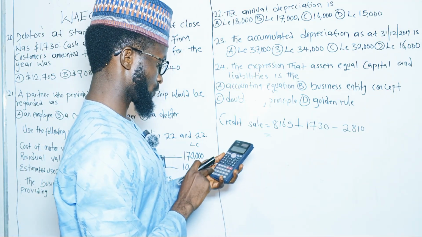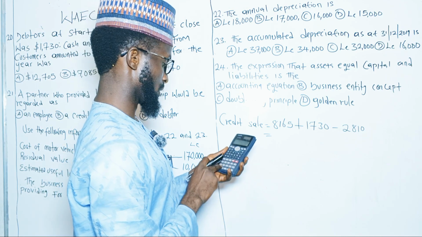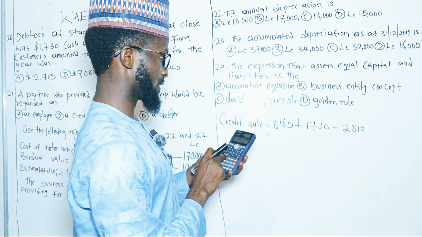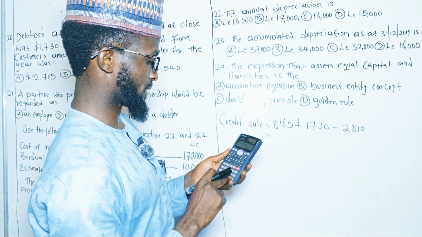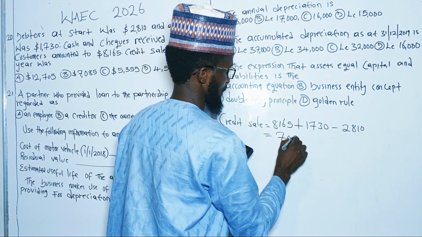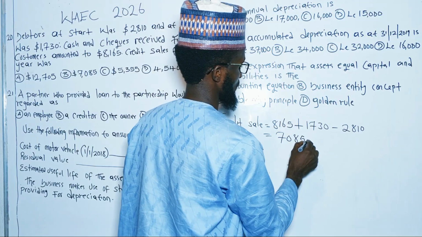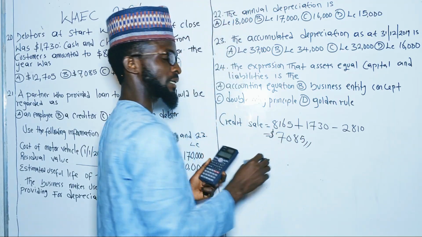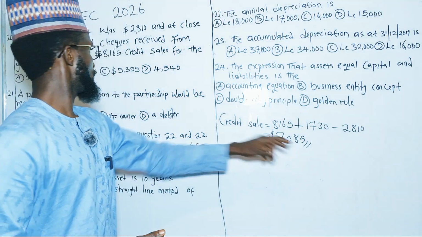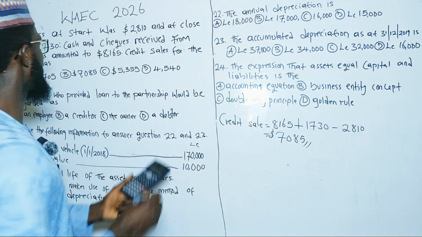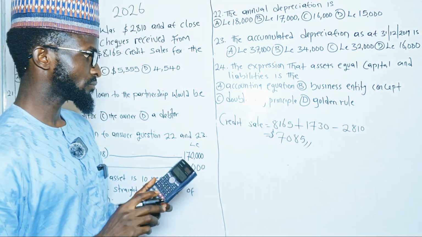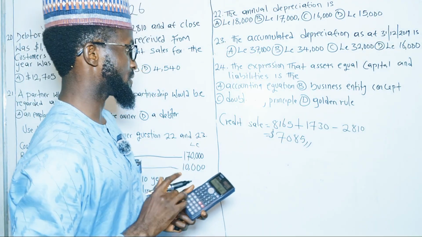Then you can say 8,165 plus 1,730 minus 2,810. Your answer will be $7,085. This is your credit purchase within the year. Let's see if we can get our answer from the options. Look at it here. Our answer is B. And let's do it another way to prove our answer.